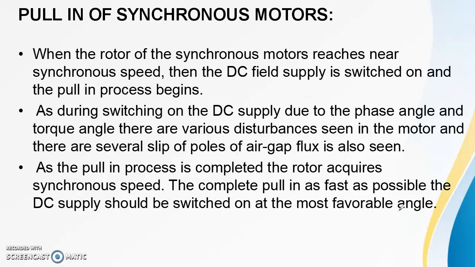Then next one is pull-in of synchronous motor. When the rotor of the synchronous motor reaches the synchronous speed, then the field supply is switched on. That is, DC current is given to the synchronous motor via rotor windings, and the pull-in process begins. During switching on the DC supply, due to the phase angle and torque angle, various disturbances are seen in the motor, and several slips of poles of air gap flux are also seen.